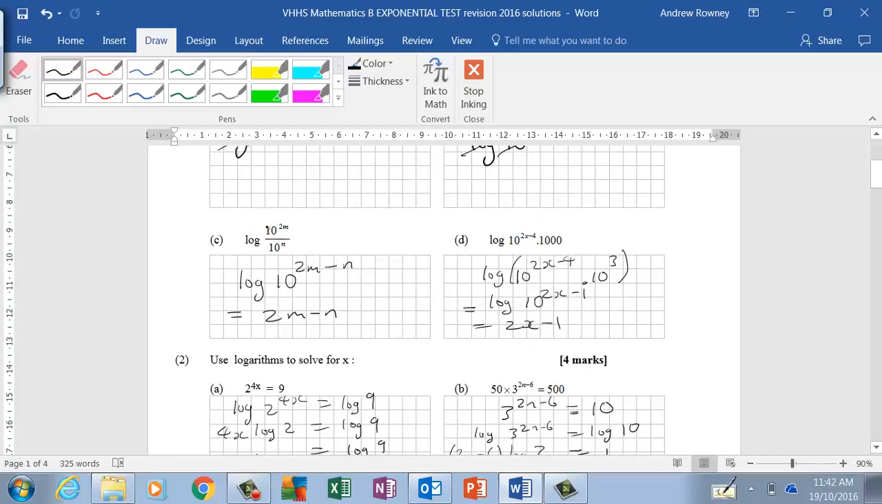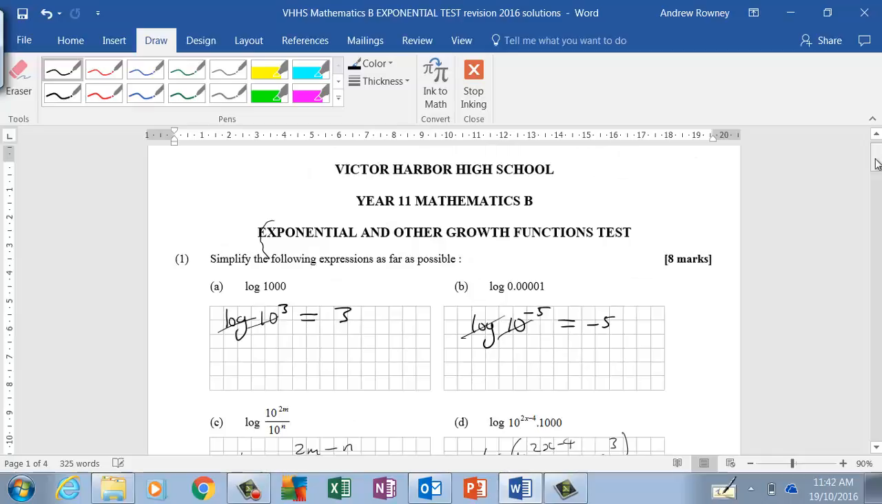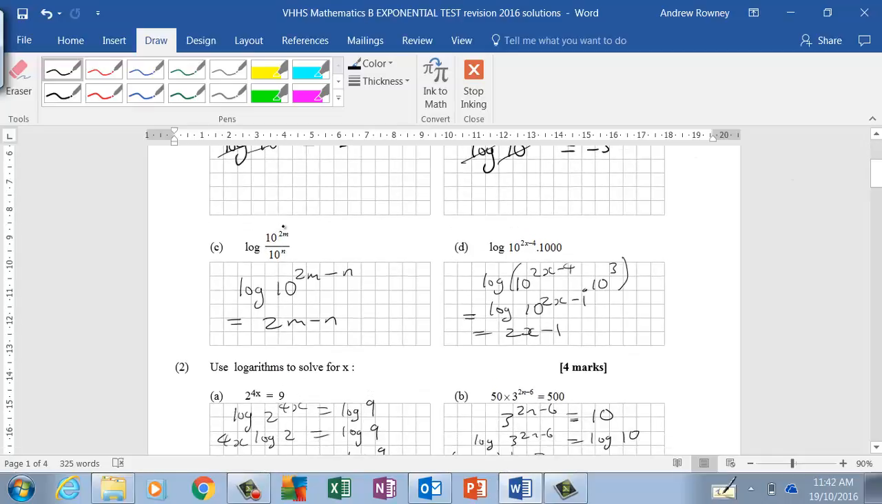For the log of this one, we need to actually reduce the 10 down to 1 on 10. Now to do that, when you divide, you subtract the powers, so it's 10 to the 2m take n. Once again, log and 10 are inverse functions, so you're left with 2m take n.